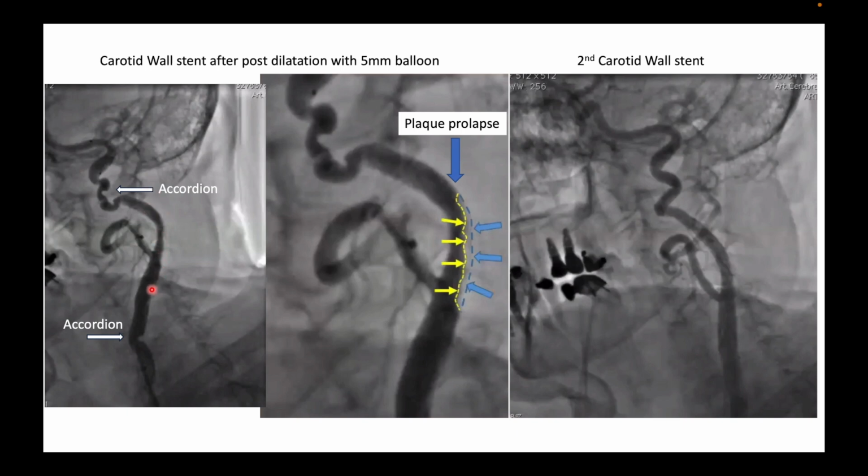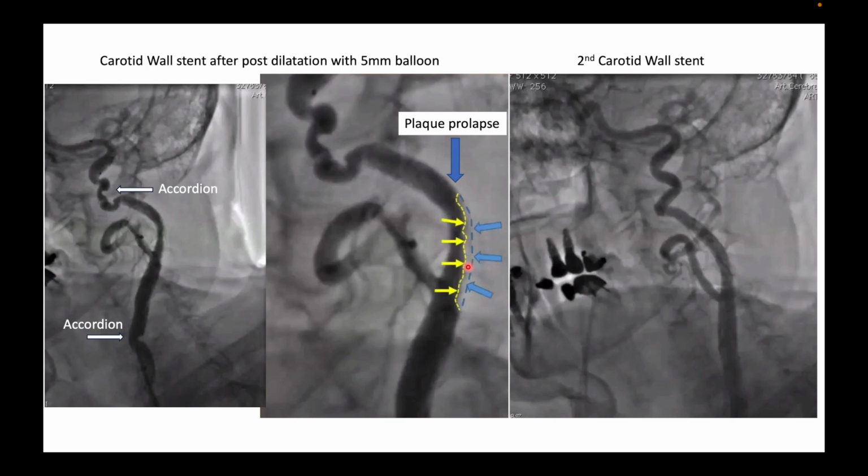This is a carotid wall stent, and after post-dilatation with a 5 millimeter balloon, you can see the stent well expanded here and here. But over here you can see the stent wall is outside and there is haziness within the stent, and contrast is not touching the stent wall. So if you look carefully again, this is the area where there is suspected plaque prolapse.